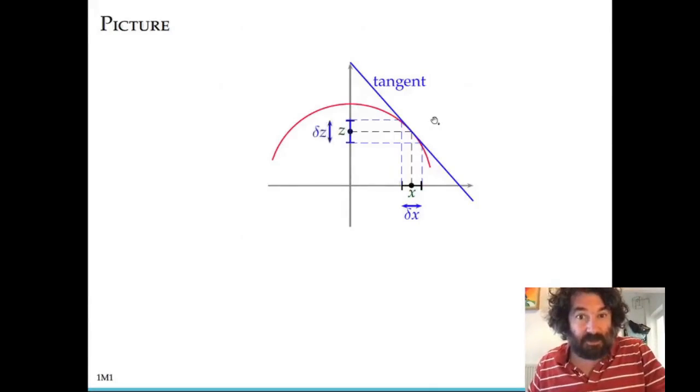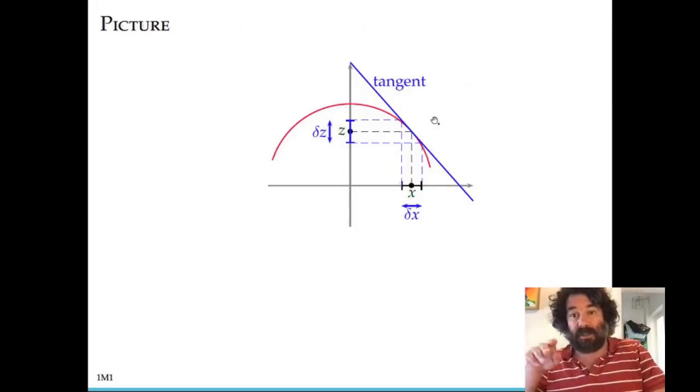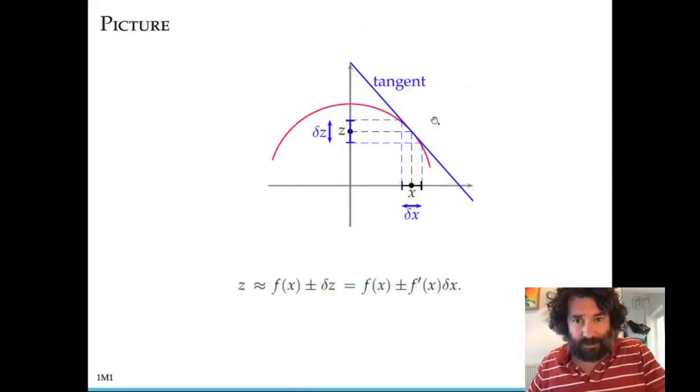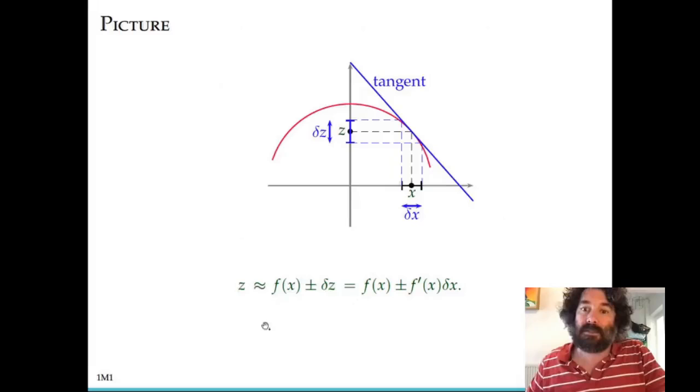And this is exactly the formula. The error in z would be there, where we just project up to the tangent line and then over, as shown. This is this formula: z is approximately the calculated value, f of x, plus this amount of error, delta z, and delta z has modulus estimated by the derivative of f with respect to x times the error in x.